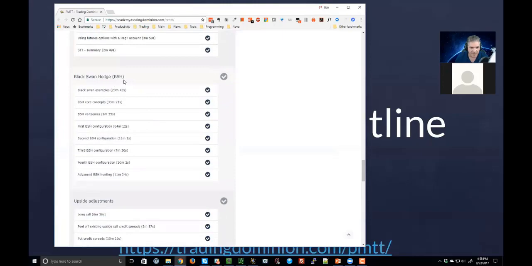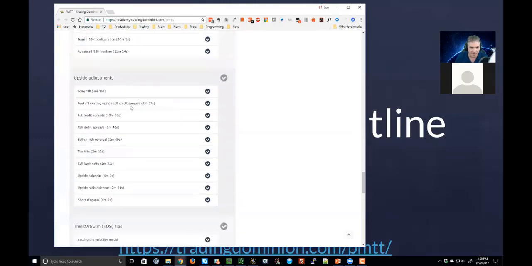All right, then we get into the black swan hedge. You can see that we cover about 4 different variations of the black swan hedge there. We then look at upside adjustments. We don't need upside adjustments, but I added a module based on people that were still trading things like road trips and what have you at the time. And they said, could you create some lessons on upside adjustments?